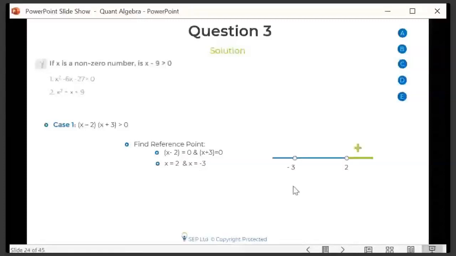After drawing this number line, you mark the extreme right as positive. After marking this as positive, you start alternating the signs. So after positive, make it negative, then alternate the sign again, and you'll get positive. Now, in this case, what are we looking for? We are looking for values which are greater than 0. That means positive values. So you'll say the range of x would be x is greater than 2 and x is less than minus 3.